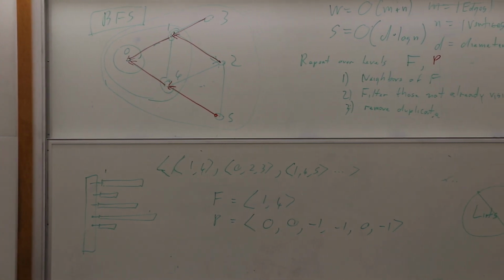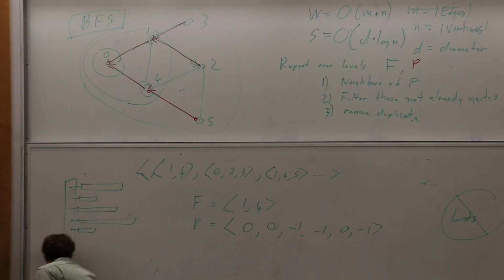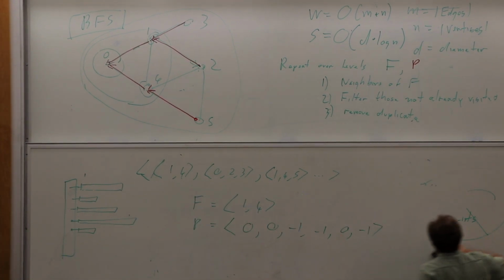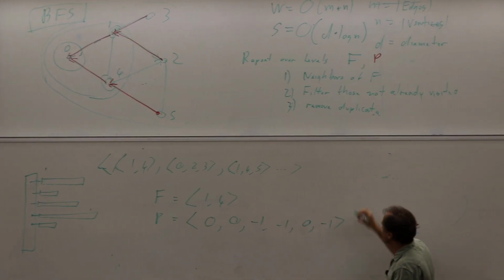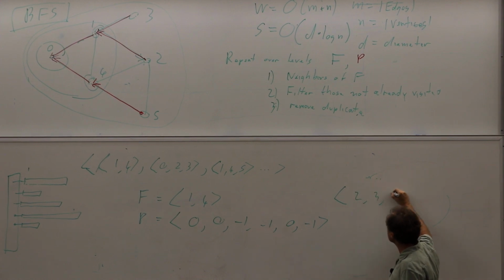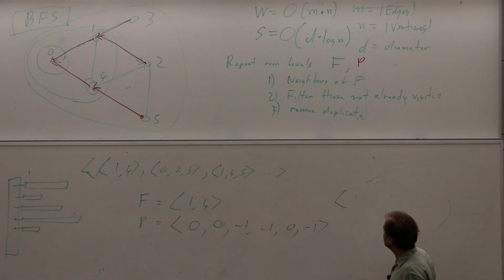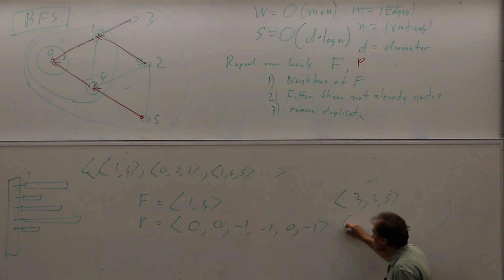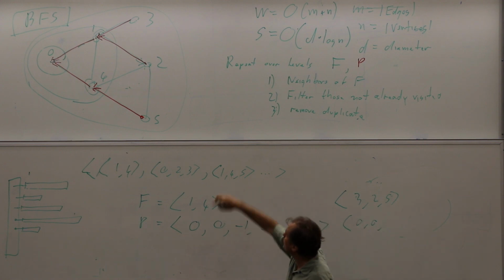Okay, so all I now want to do is show you how I go from this to after the step. My next frontier is going to be, I guess, 2, 3, and 5. Not necessarily in that order, but maybe it's 3, 2, and 5. It might be in that order. And I will have updated this to be 0. Now everything would have been visited. I guess 2 will point to 1.